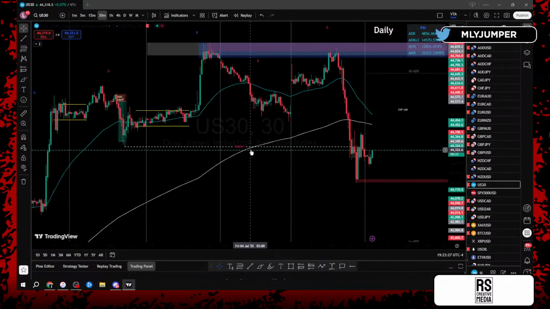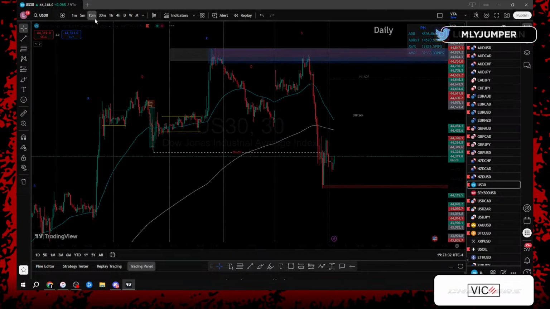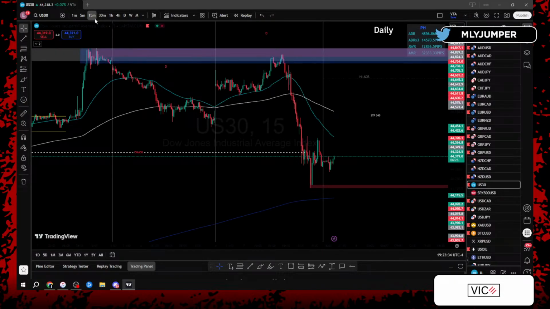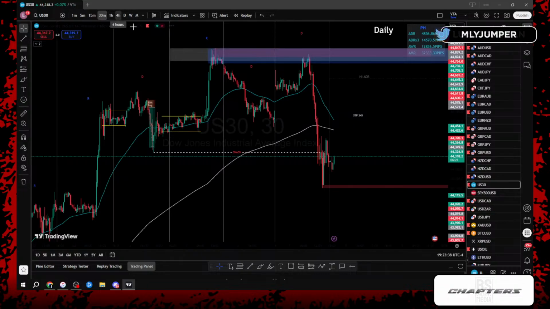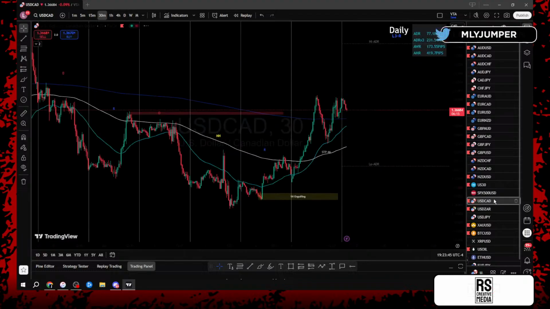Again, just looking at structure, this could possibly just give us a small pullback, nothing too crazy. Potentially be looking for like a little 38.2 retracement somewhere in this area to then continue. So gonna keep an eye on US 30 for sure.